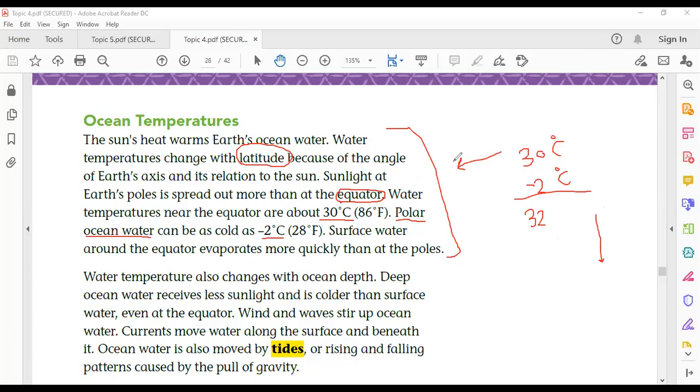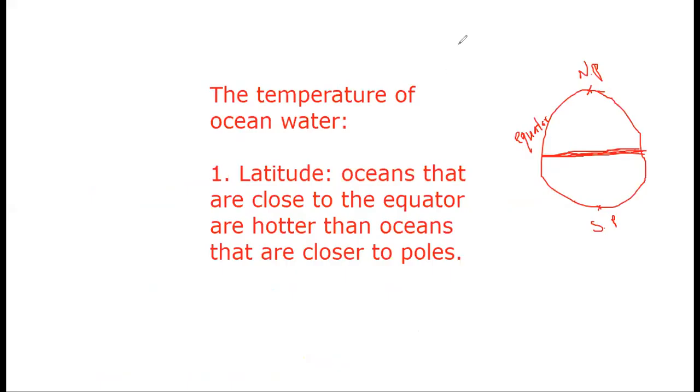Yes. The second factor that affects the temperature of the ocean is what? Its depth. Water at the top of the ocean is warmer than the deep water because it receives more sunlight. It is very simple to understand. The second factor that affects the ocean water temperature is the water depth. Okay, it is ocean depth.